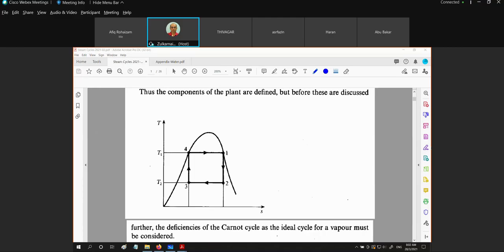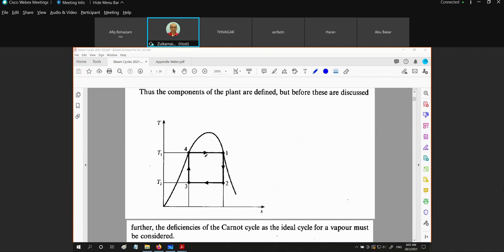The Carnot cycle has the maximum thermal efficiency. As far as energy conservation or energy efficiency is concerned, this is the best cycle for a power plant. In this case, we are applying this Carnot cycle to a steam power plant.